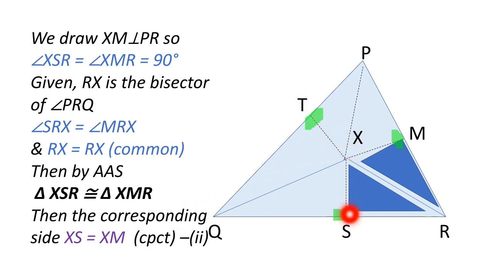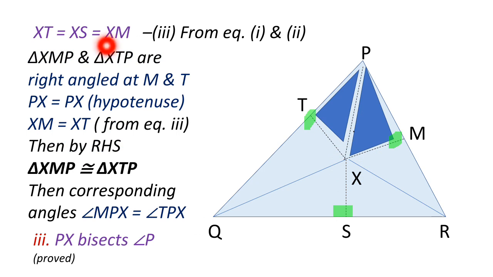Okay, so we can take those three perpendiculars equal to one another, like here we have taken from equation 1 and 2, XT equal to XS is equal to XM.